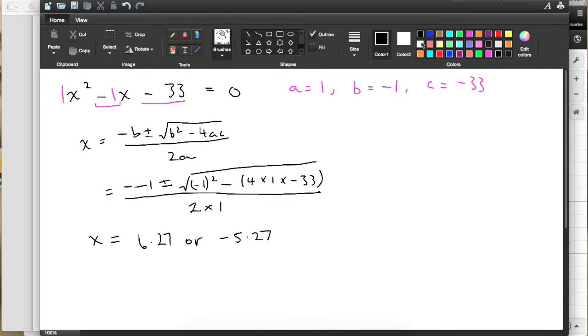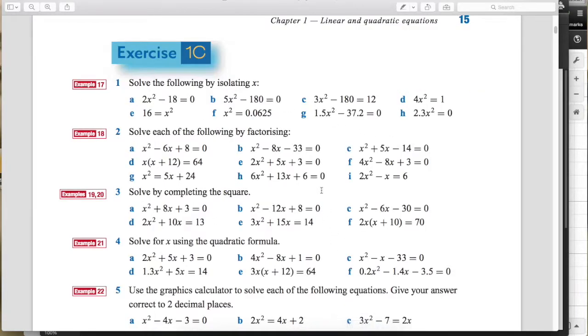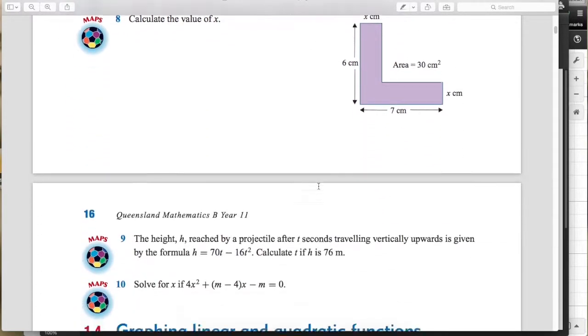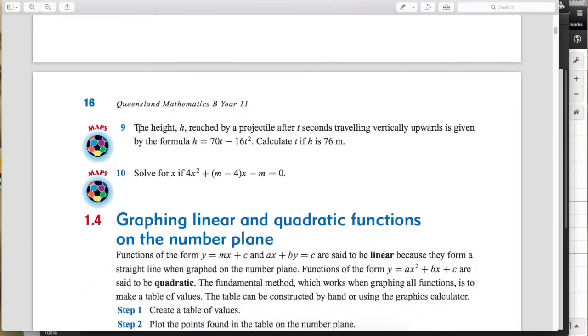Now let's look at a modeling and problem solving example. So I'm just coming back to the textbook here. If we look down at question number 9 here, it says the height h reached by a projectile after t seconds traveling vertically upwards is given by the formula h equals 70t minus 16t squared. Okay, so calculate t if h is 76 meters, or in other words, calculate the times where the projectile is likely to be at the height of 76 meters.